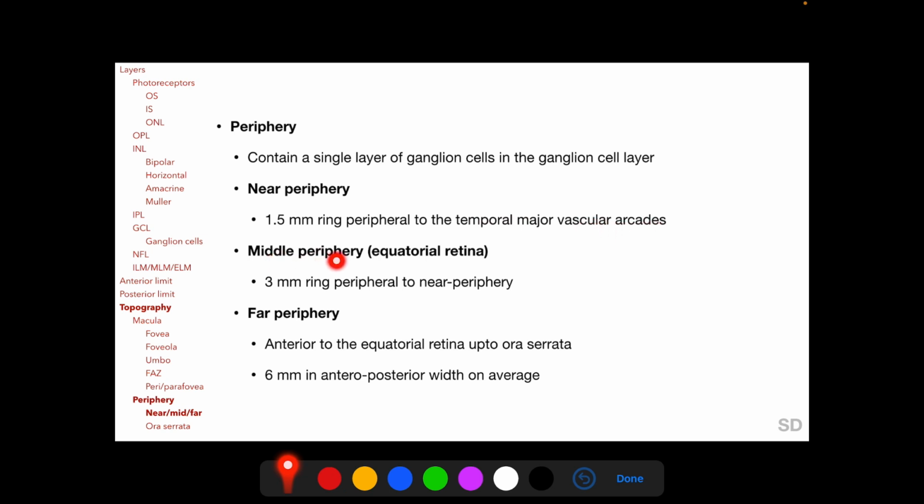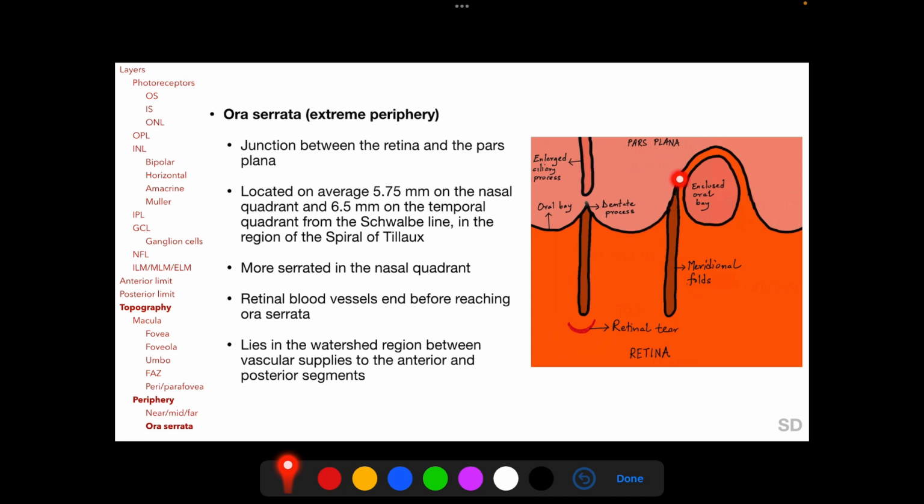The middle peripheral retina or the equatorial retina is a 3 millimeter ring peripheral to the near peripheral retina. The far peripheral retina is anterior to the equatorial retina up to the ora serrata. And the extreme peripheral retina is called the ora serrata, which is the junction between the pars plana and the retina. The ora serrata is located on average 5.75 millimeters on the nasal quadrant and 6.5 millimeters on the temporal quadrant from the Schwalbe's line in the region of the spiral of Tillaux.